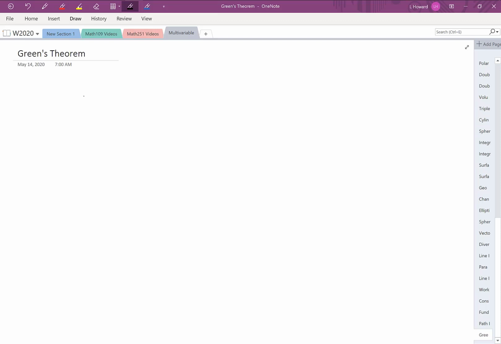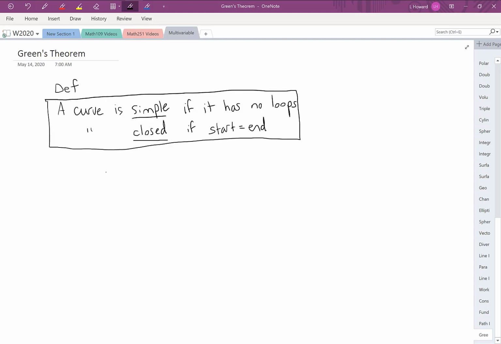In this video, we're going to talk about Green's theorem, and we're going to start with some definitions about curves. We'll say that a curve is simple if it has no loops, and we'll say that a curve is closed if the start point equals the end point.